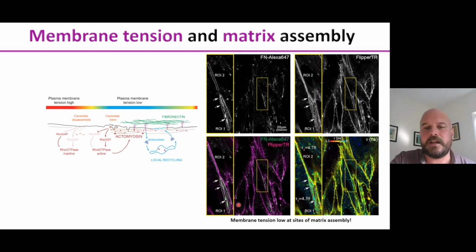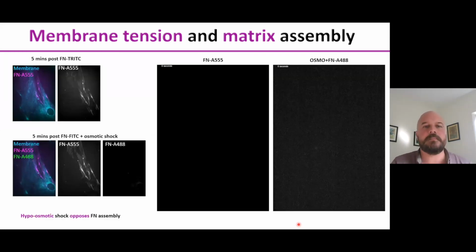If we then look at the lifetime of FLIPper-TR within these regions, what you can notice is the blue pixels, the low lifetimes, co-distribute with areas of matrix assembly, whereas where there's no fibronectin assembled, we see higher lifetimes. So that really suggests to us that membrane tension could be low where cells are generating new fibronectin fibrils. But what could this mean for matrix assembly in CAFs?